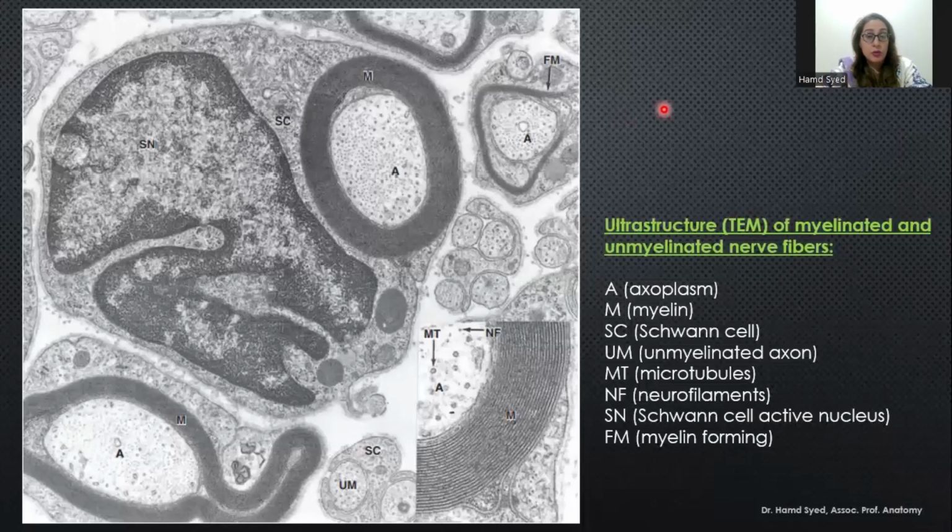Now, this is an electron micrograph showing the ultrastructure of both myelinated and unmyelinated nerve fibers. So first, let's look at the myelinated one. Here is the axon, and it is surrounded by this thick myelin sheath. So this is the myelinated axon, and alongside it you can see the large Schwann cell cytoplasm and the Schwann cell nucleus. You can also see a few unmyelinated axons. If you look over here, this is an unmyelinated axon lying in a cleft or trough of the Schwann cell. But as you can see, the myelin sheath is not present. So that is the unmyelinated axon.